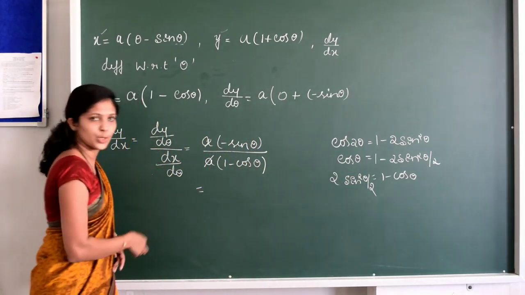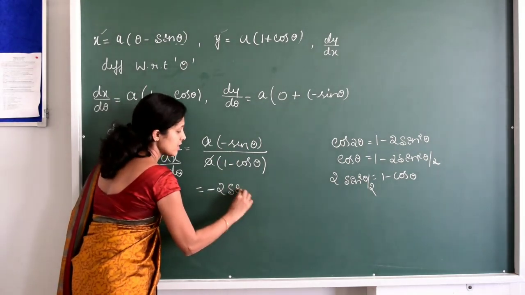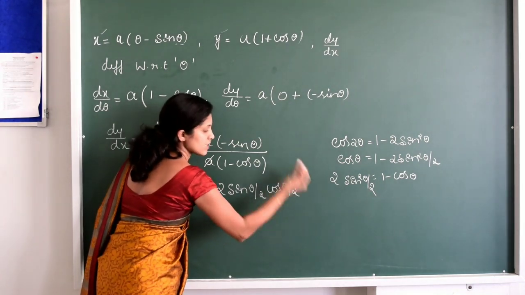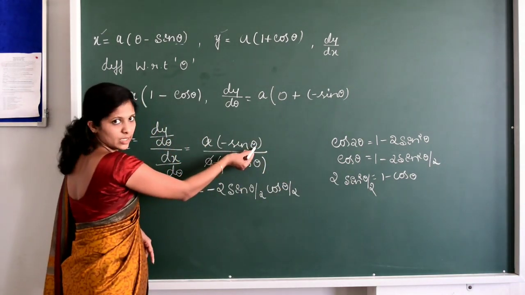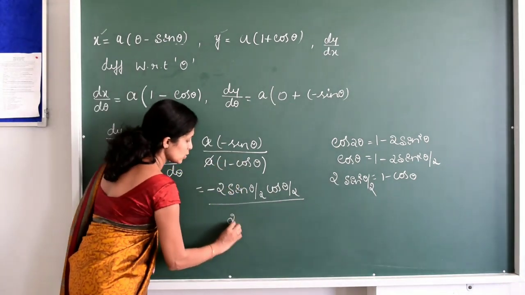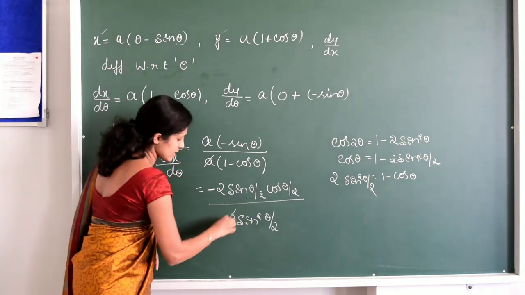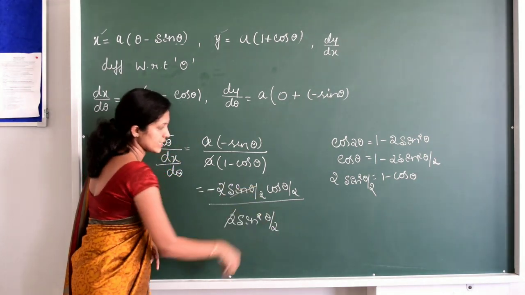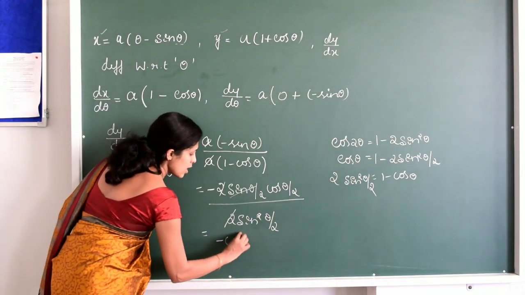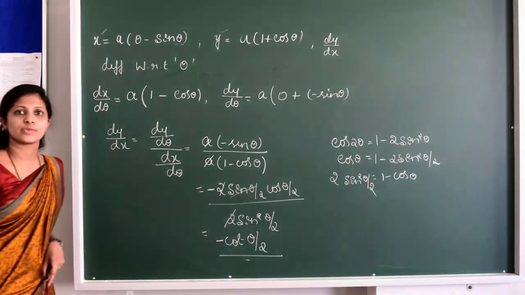So this is equal to minus sin theta, that is minus sin theta will be 2 sin theta by 2 into cos theta by 2. So here, sin theta formula, but in the place of 2 theta we have theta. So divided by 1 minus cos theta, which will be 2 sin square theta by 2. By this we can cancel 2 and 2, one sin and sin will get cancelled. Cos by sin will be equal to cot. So this is now minus cot theta by 2. I hope you understood this one.